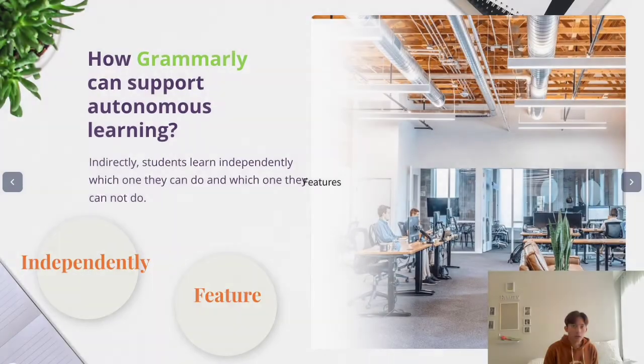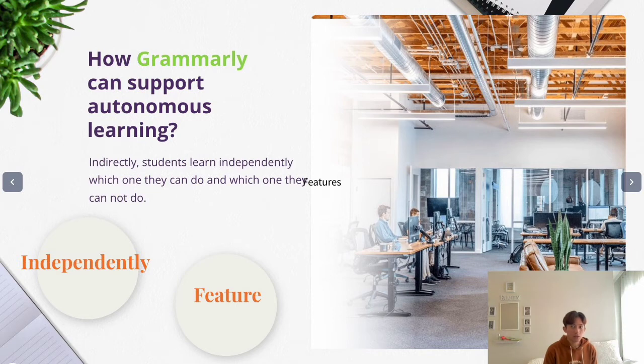And how can Grammarly support autonomous learning? As we know, autonomous learning is independent learning, and Grammarly can support autonomous learning through several activities. For example, students can learn writing through Grammarly, so they don't need to fix their writing twice because the autocorrect feature will fix it.